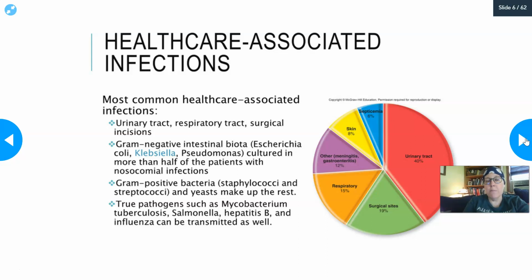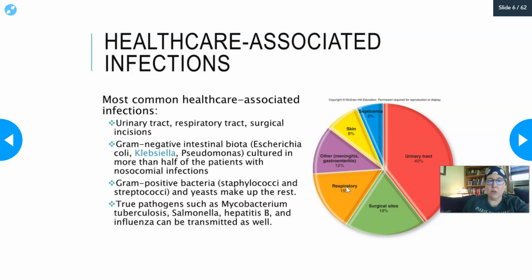Okay, so the most common healthcare-associated infections are, and this is in order, urinary tract, respiratory tract, and surgical incision infections. And if you can see here, in red is the urinary tract, in green is the surgical site, and in orange are the respiratory infections. So just those are three-quarters of the hospital or healthcare-associated infections.